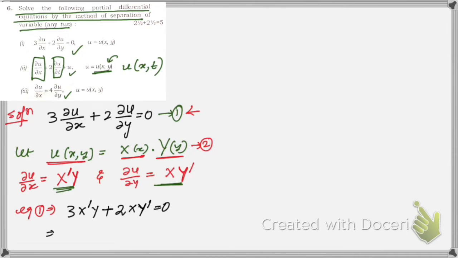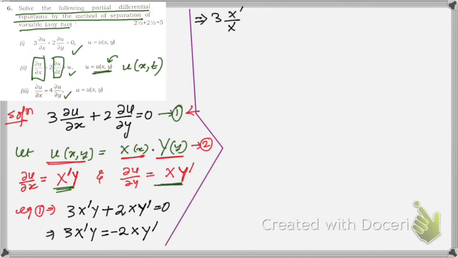Now you see what we can do here. If you simplify this and separate the variables, then you will get this expression, right? Let it be equal to k. Now you see what you can do here. You can equate 3 X dash by X is equal to k, right?